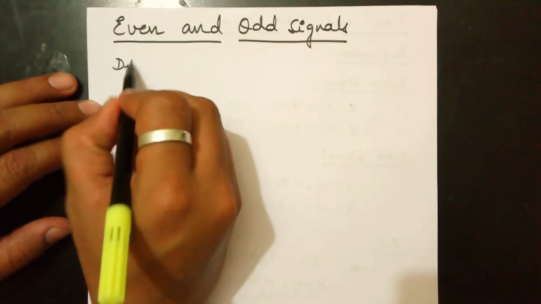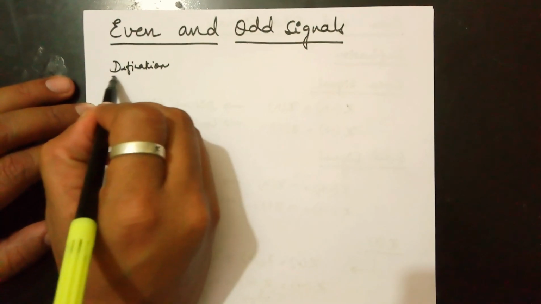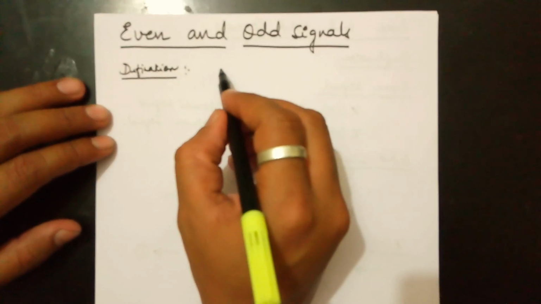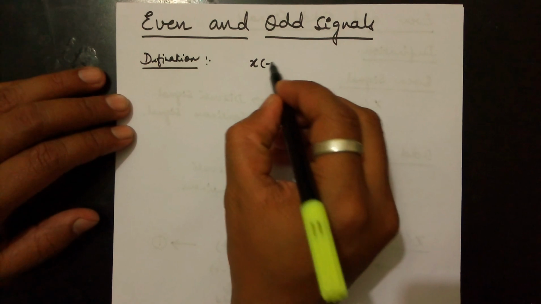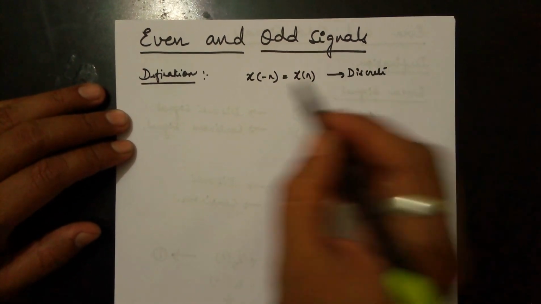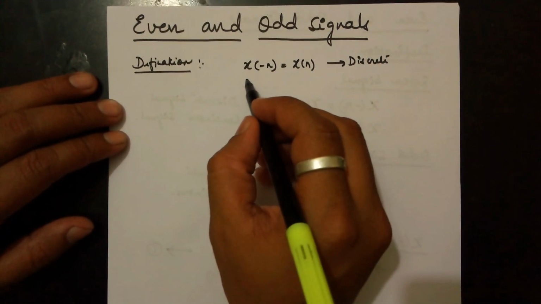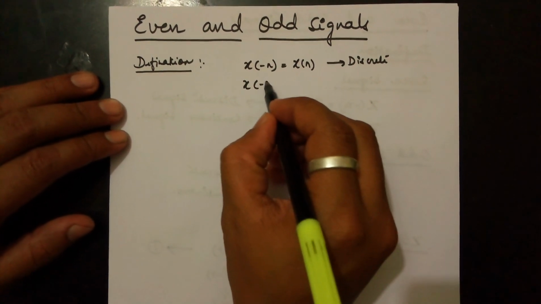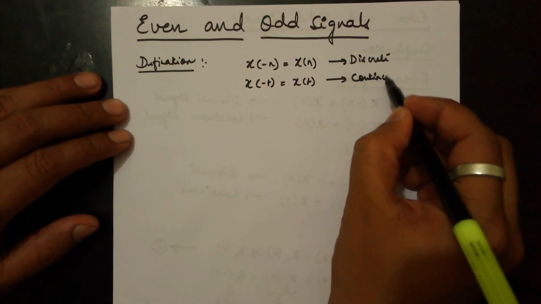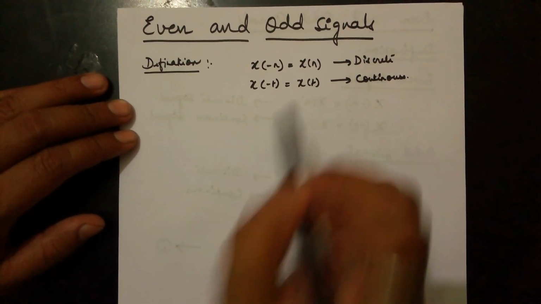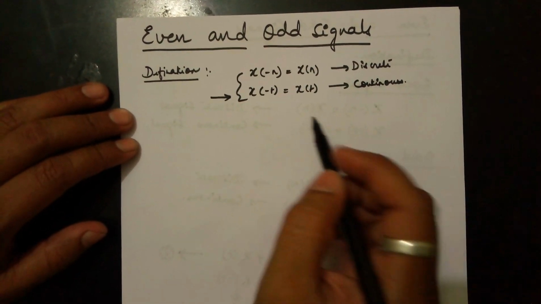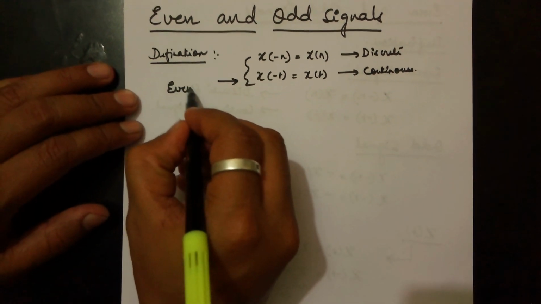Now the first definition, let us take a discrete time signal x of n. It is said to be even in nature if x of minus n is equal to x of n. This is the discrete case. Now let me take a continuous time signal. If x of minus t is equal to x of t, this is for continuous time. If these two conditions are satisfied for any signal, it may be discrete or continuous, then that signal is called an even signal.